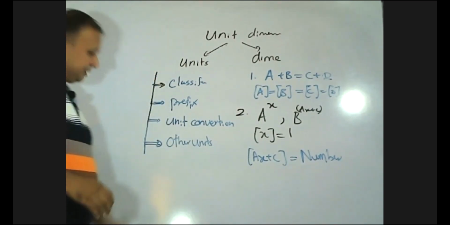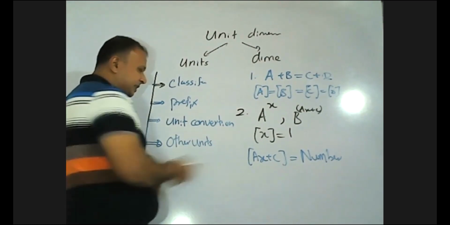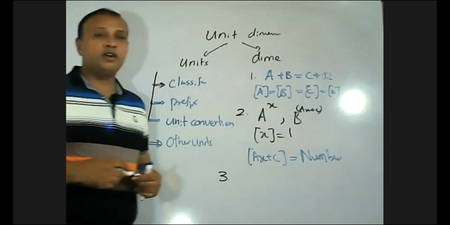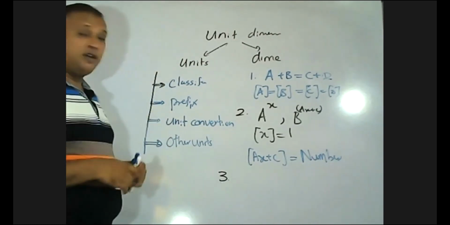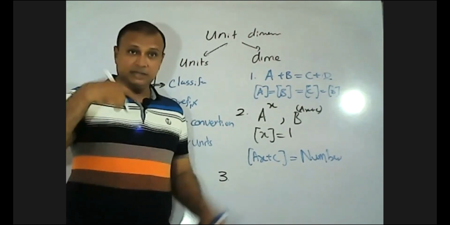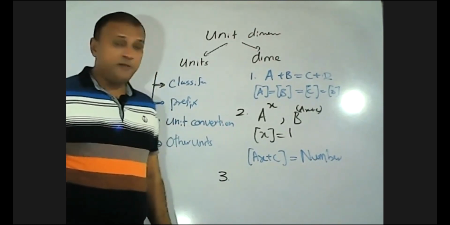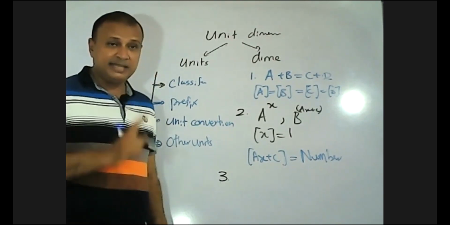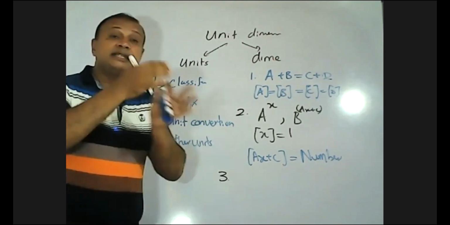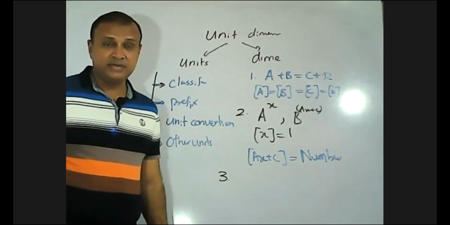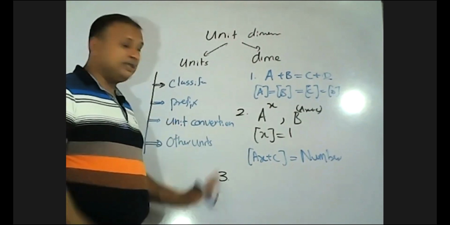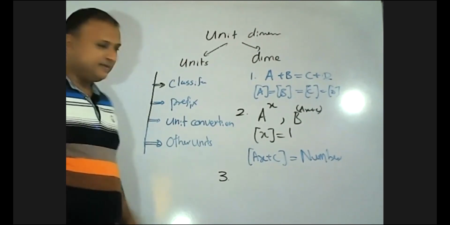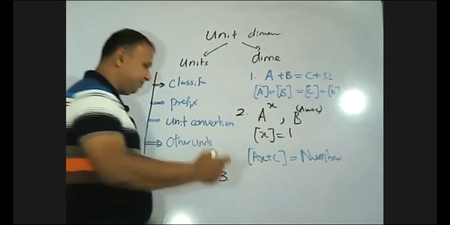Then the third one, the logarithm function. If there is a logarithm function, it is also a number. Therefore, if there is any expression as a logarithm function, that expression doesn't have a dimension. That is the third part: the log function.